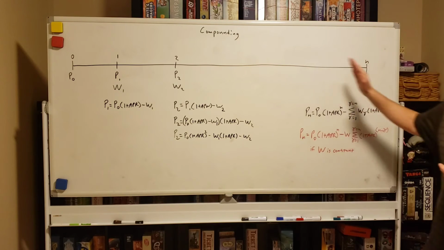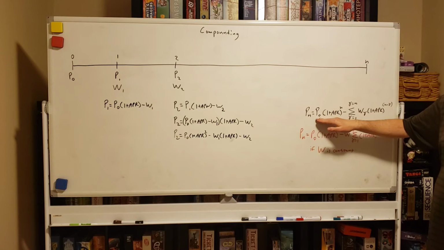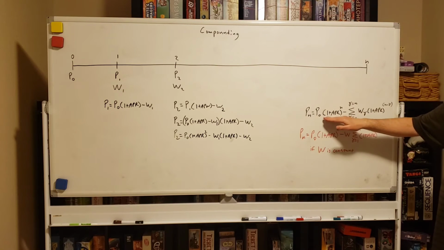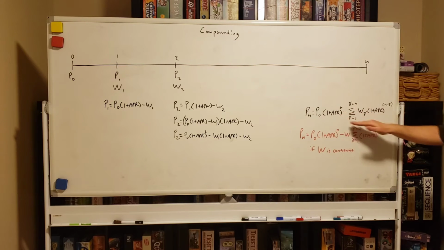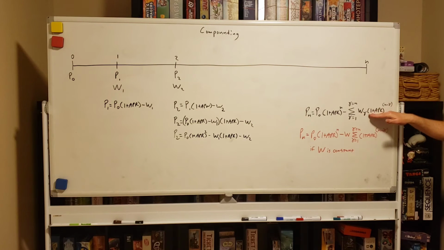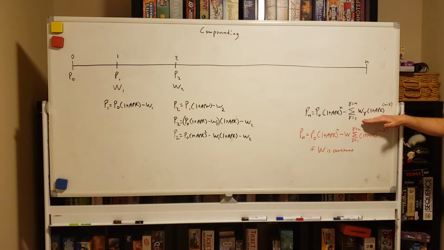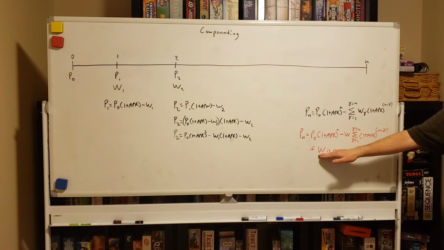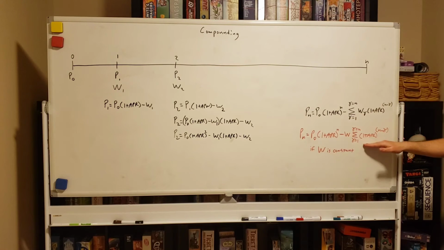If I carry this on to year n, then the principal at year n will equal the principal at year 0 multiplied by the total growth as if there were no withdrawals, minus the summation of the withdrawals multiplied by the growth that was stolen from the principal, which gives me this expression here. If my withdrawal rate is constant, once again, I can pull the withdrawal term out of the summation, and I am left with this.